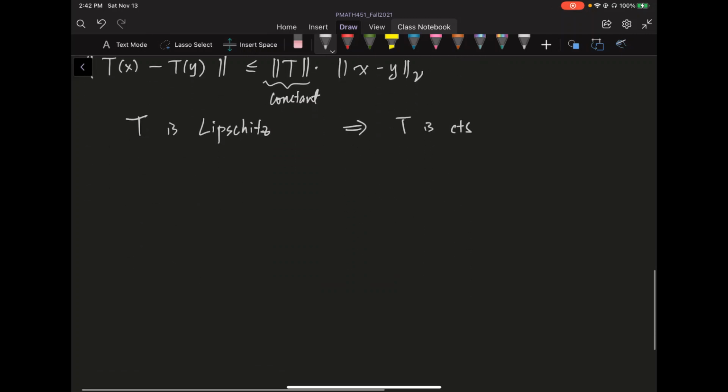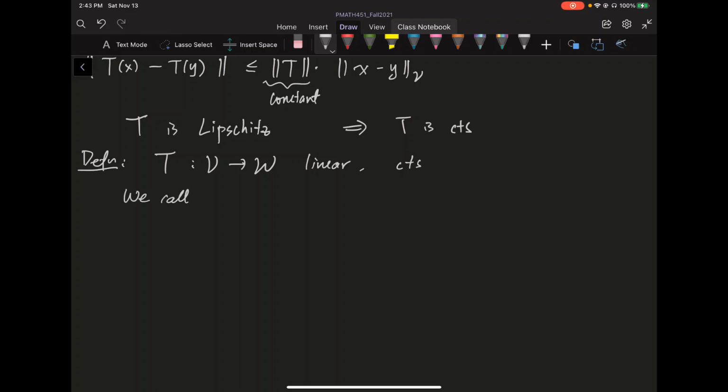And so now let's make some definitions. Let T, which comes from V to W, be a linear map. Okay, so this is linear, and suppose it's continuous. Then we call it a bounded linear operator. Well, usually you deal with linear maps, so you can just ignore the word linear, and it's called a bounded operator or bounded linear operator. The norm of T, as I already said, is called the operator norm.